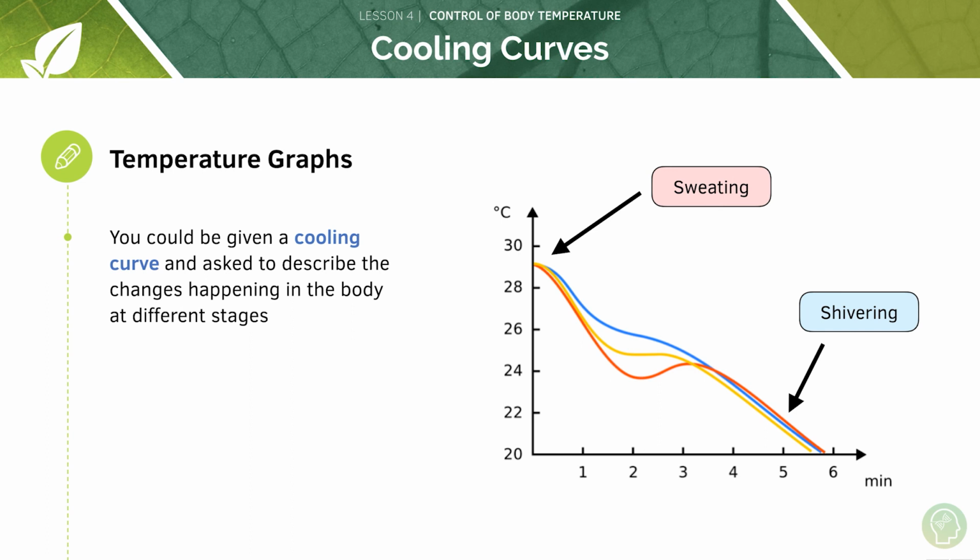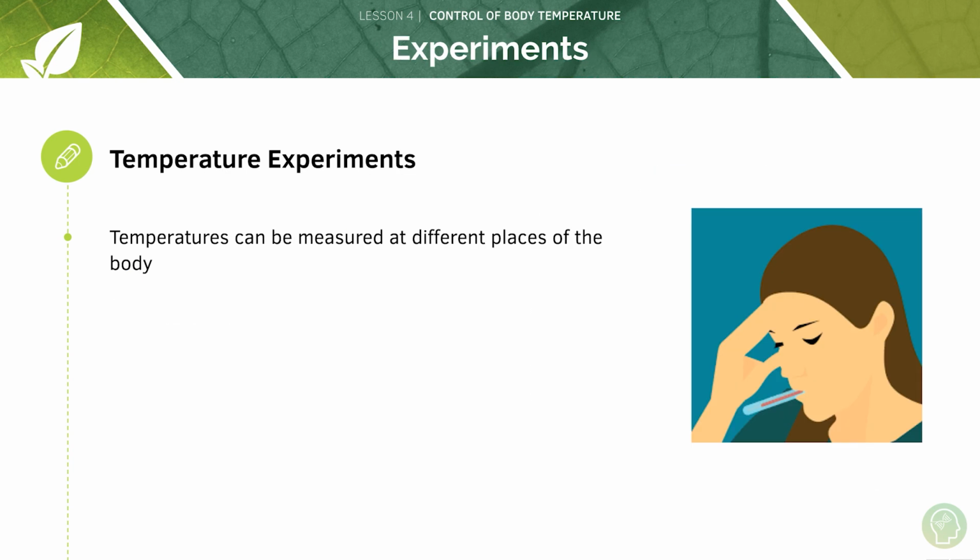So now let's take a look at a cooling curve. So you might be given a cooling curve like this and asked to describe the changes happening in the body at different stages. Initially you would get sweating because the person is too warm, but where it's colder you're going to get something more extreme like shivering in order to generate heat for the body. So they might give you a cooling curve like this and ask you to describe the different changes happening in the body at different stages. So as I just said, for example, during minute 0, the participants may be sweating a lot, whereas during minute 5, they may be shivering instead.